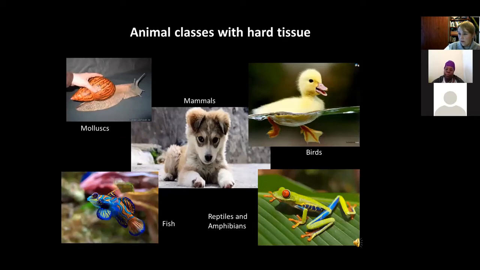All animals in these pictures have hard tissues, but we are going to focus on mammals. Mammals are the common denominator. If you know your mammal bones, you can infer from the mammal bones, which is your base, anything, whether it flies, swims, hops, or creeps along the ground. If you have your mammal bones down, you will be able to identify other things in the archaeological record.